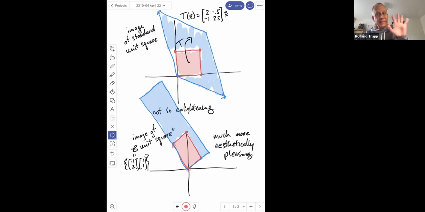Okay, so it's the same transformation for both pictures. I'm just saying, what does it do to different shapes? If I look at the standard unit square, it does weird, goofy things, like it stretches it out and moves it like that. It's just hard to describe what it does. When you use the B unit square, it's easy to describe. It stretches by a factor of 3/2 on one side and 3 on the other.